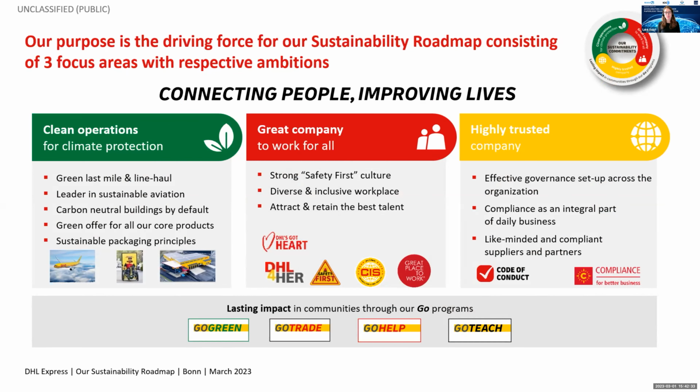For this, we set three main commitments in the areas of environment, social, and governance. We call them: clean operations for climate protection, containing our decarbonization measures and targets, as well as, for example, the Deutsche Post DHL sustainable packaging principles and standards; being a great company to work for all, including the development of a strong safety-first culture, as well as a focus on DEIB, diversity, equity, inclusion, and belonging, and initiatives to attract and retain talent.